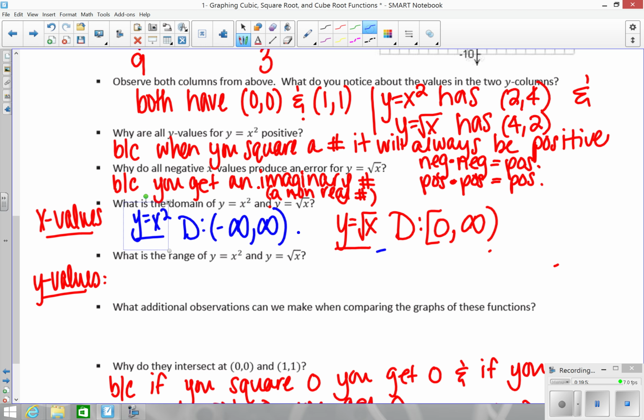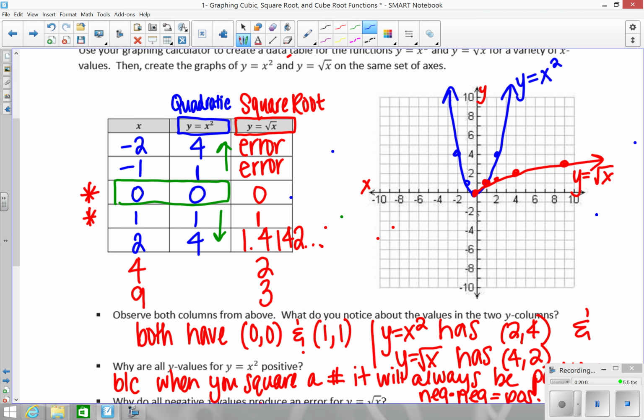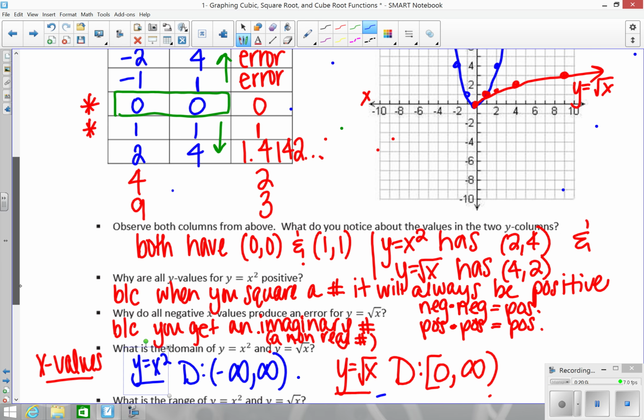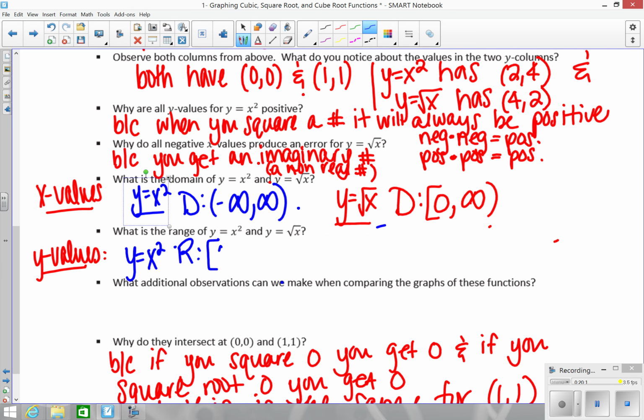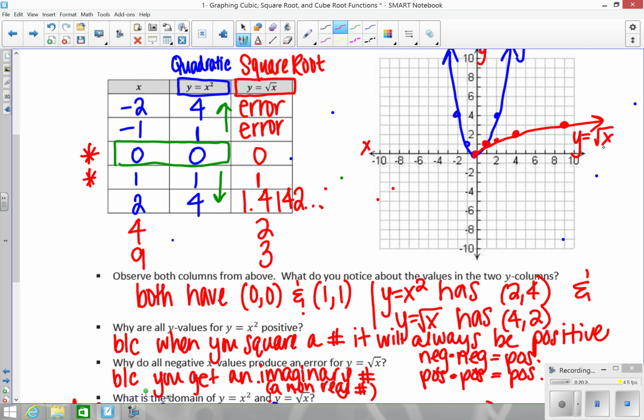And then for the range, we'll look at y equals x squared first. So if I look at this parabola, I'm never going to have any negative numbers. So it's starting at 0 and it's going to go on to infinity. So it's going to be a square bracket at 0 going to positive infinity. And then we'll look at the other graph.